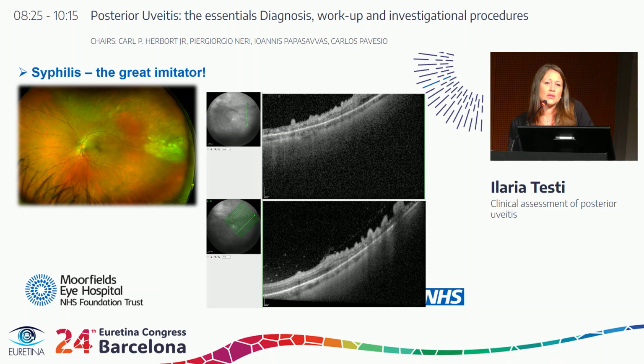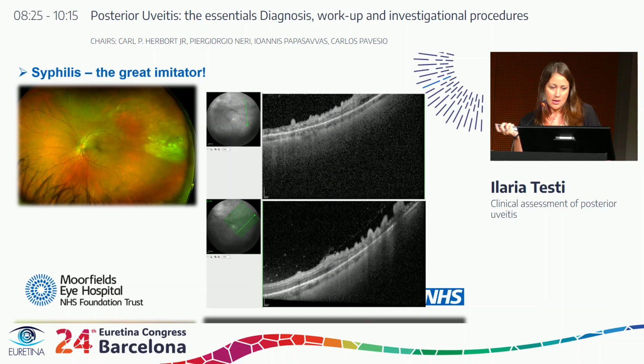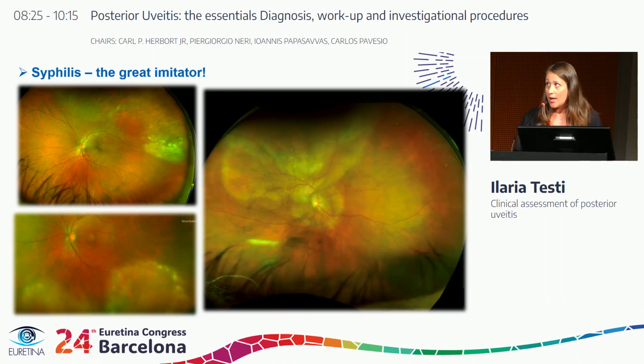So what is characteristic of syphilis from the clinical point of view are these yellowish creamy lesions overlying the area of retinitis that you can see on the OCT as these hyperreflective dots overlying the retina. You can see here another example. And also what you have to pay attention to is the appearance of the retinitis.